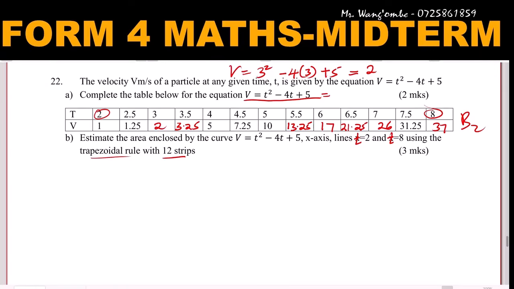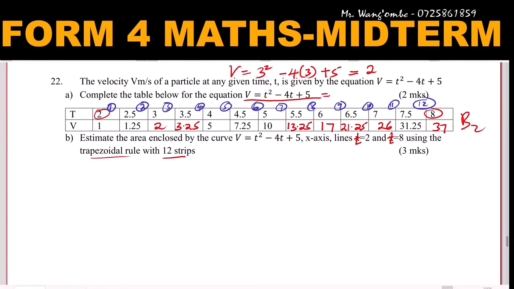Already, the range that is given from 2 to 8, those are 12 strips. We have the first strip here from 2 to 2.5. That is the first strip. The second strip is there. The third is there. The fourth, the fifth, the sixth, 7, 8, 9, 10, 11, and 12. Those are the 12 strips. We count the strips from 2 to 2.5, that is one strip. From 2.5 to 3, that is another strip, and so on.